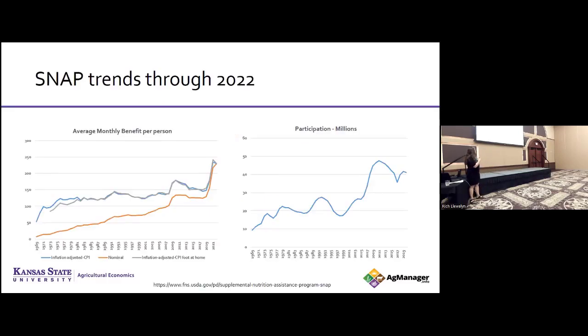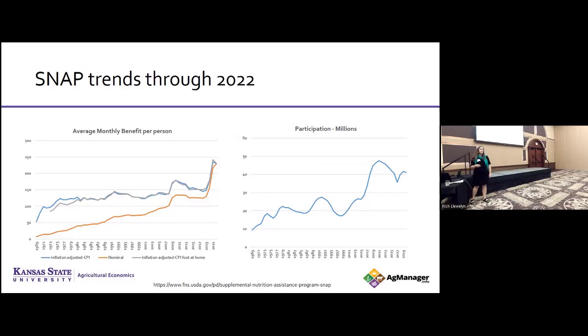So next, SNAP, Supplemental Nutrition Assistance Program, used to be called Food Stamps. It makes up the most of that 84% of Farm Bill spending. So participation in SNAP, data starts in 1969. Participation has been trending upwards.